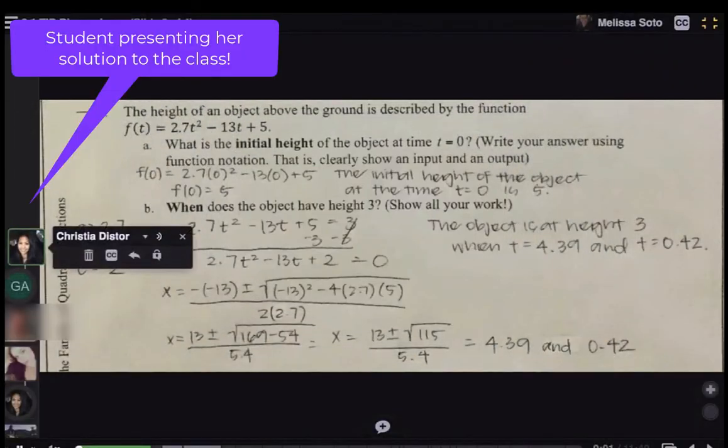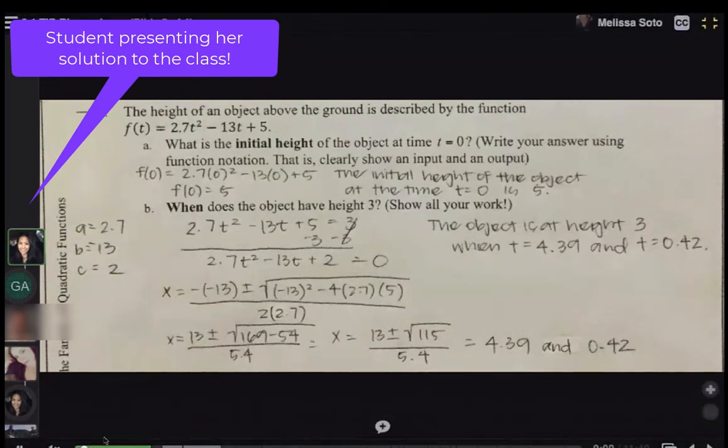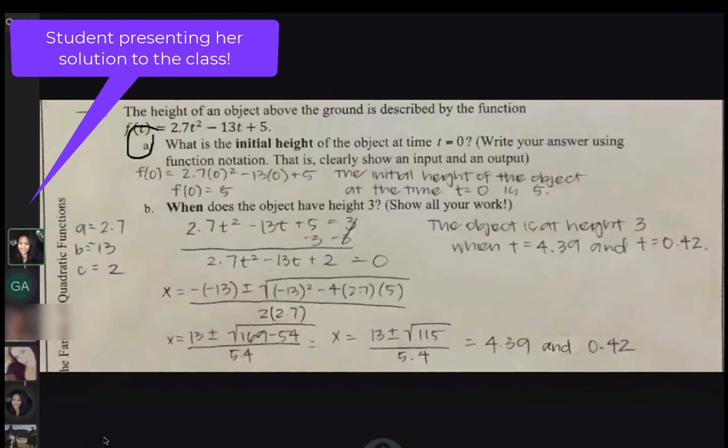Hi everyone, so for this question it says the height of an object above the ground is described by the function f of t equals 2.7t squared minus 13t plus 5. For part A, it asks for the initial height of the object at time t equals 0. So in order to solve for that, we're going to have to input 0 for t, and that's what I did right here. And I plugged it into the equation, and in result I got f of 0 equals 5. So the initial height of the object at the time t equals 0 is 5.